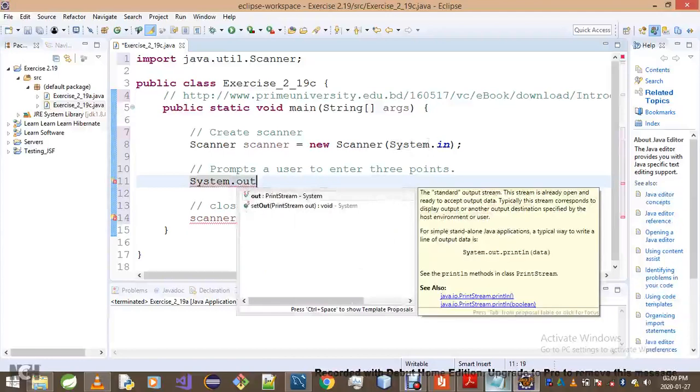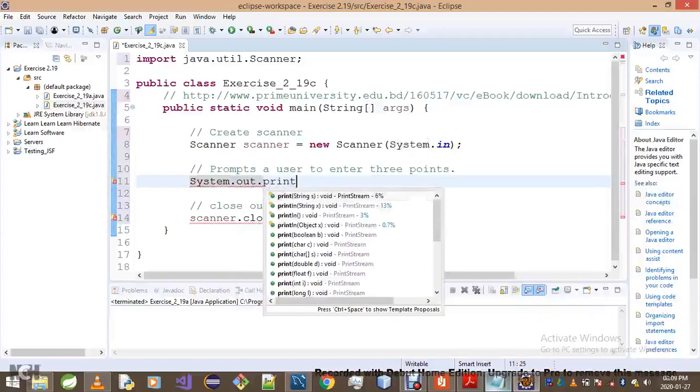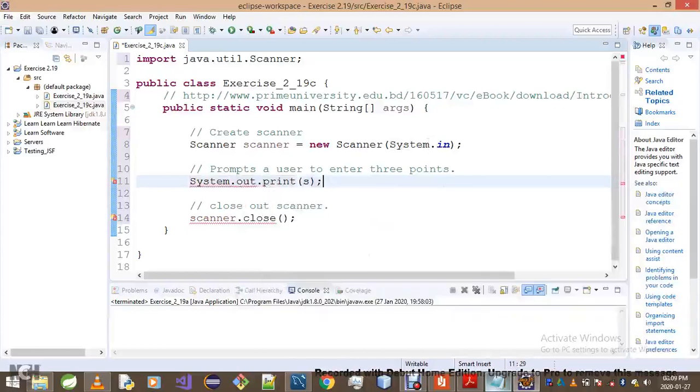So it's System.out.print. Even though I might overdo it sometimes, that's because I'm trying to emphasize the point here. Okay, enter 3 points for a triangle.